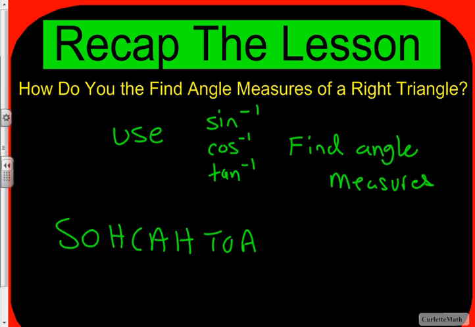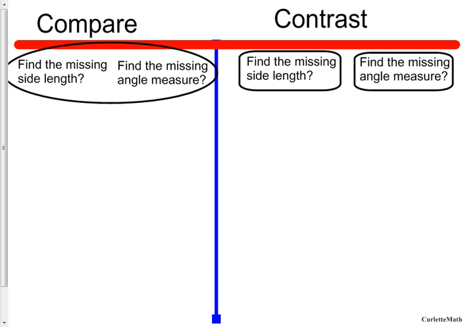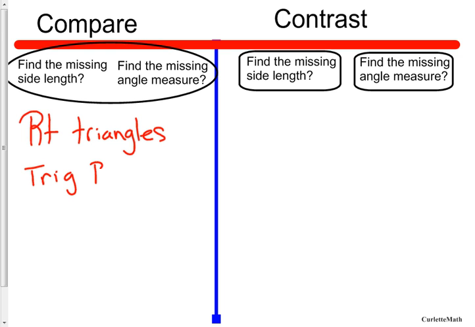Now, let's take one step further, and let's compare and contrast the past 2 lessons, finding our side lengths and finding our angle measures. Well, what's similar of those is they both use right triangles. Okay. Now, what else do you think those use? They also use our trig ratios.